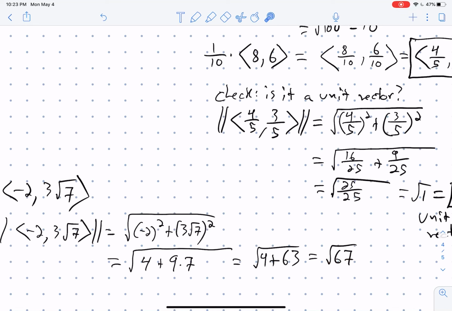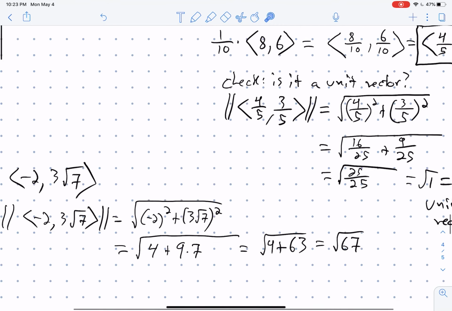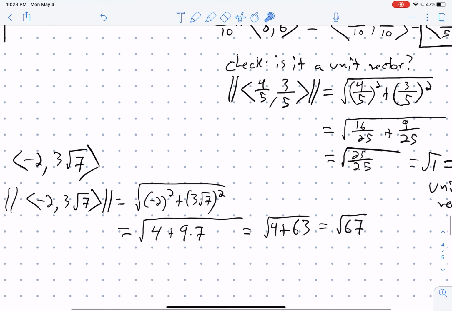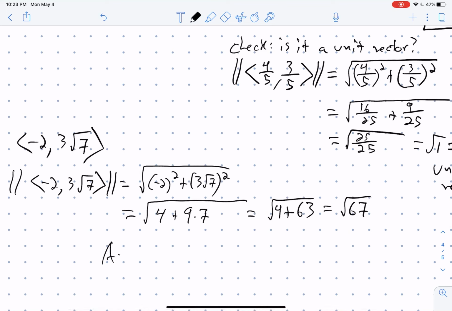Well, if we multiply by 1 over this, that will scale it down exactly enough so that the magnitude will be divided by this, and it will cancel out. And so the vector that we want is as follows. Here's our answer. It's 1 over radical 67 times our vector -2, 3 radical 7.